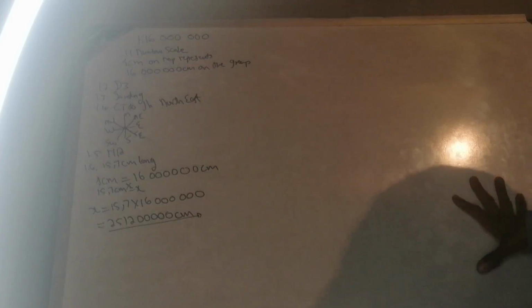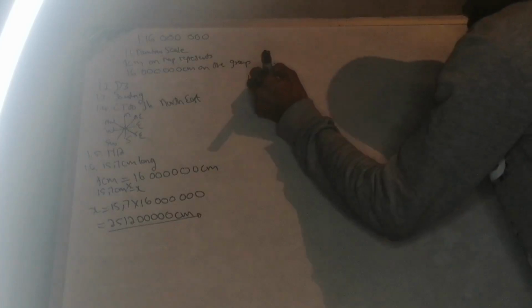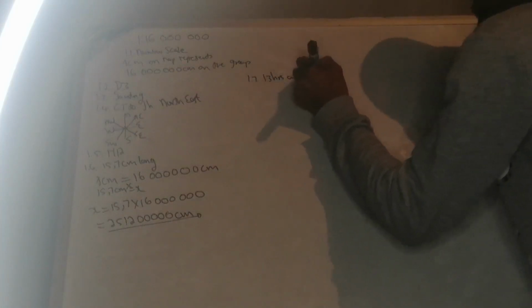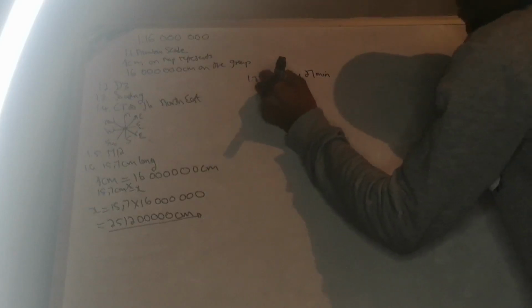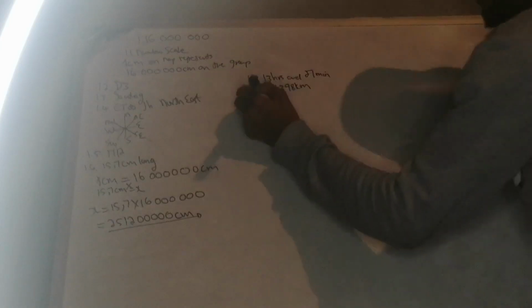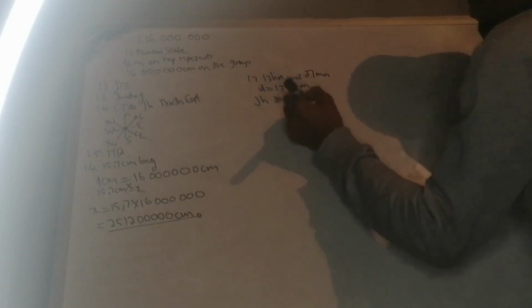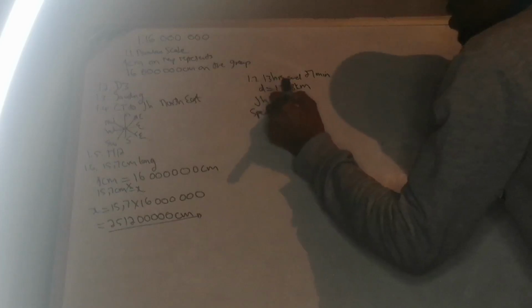1.7. All right. It took the family 13 hours and 27 minutes to drive the distance of 1,398 kilometers between Johannesburg and Cape Town. Calculate their average speed in kilometers per hour, if they did not stop along the way.